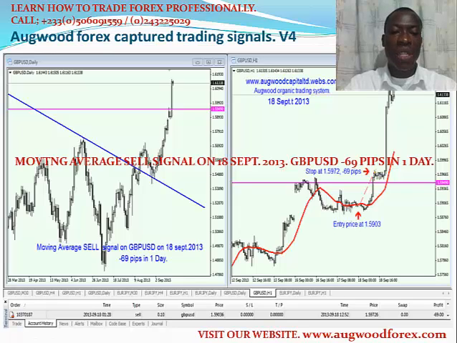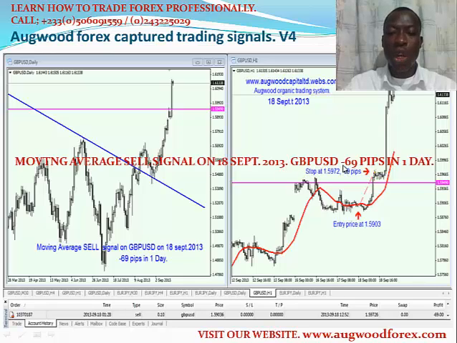We are basically purely technical traders. Now here before us, this is one of our technical trading strategies that captured a signal. This is a moving average sell signal on 18th of September 2013 on the pound USD currency pair.